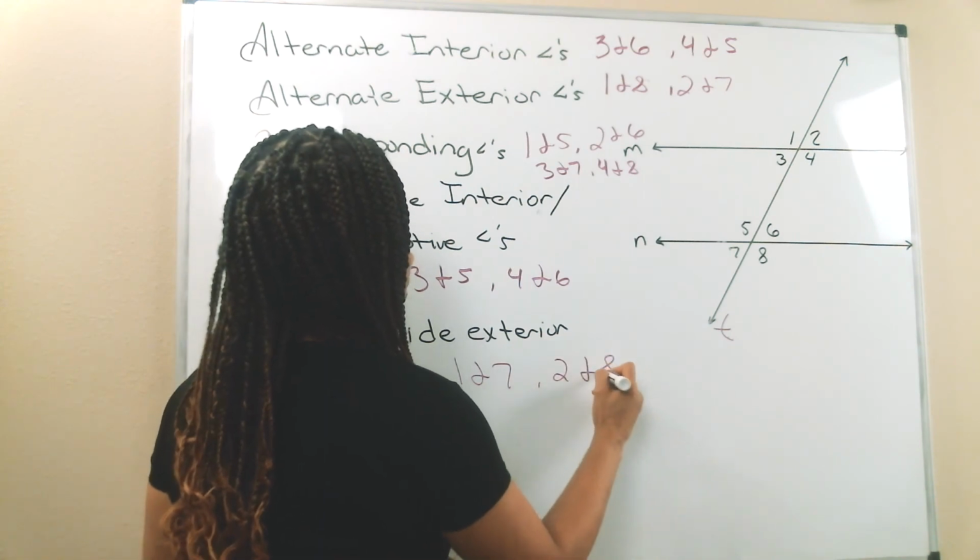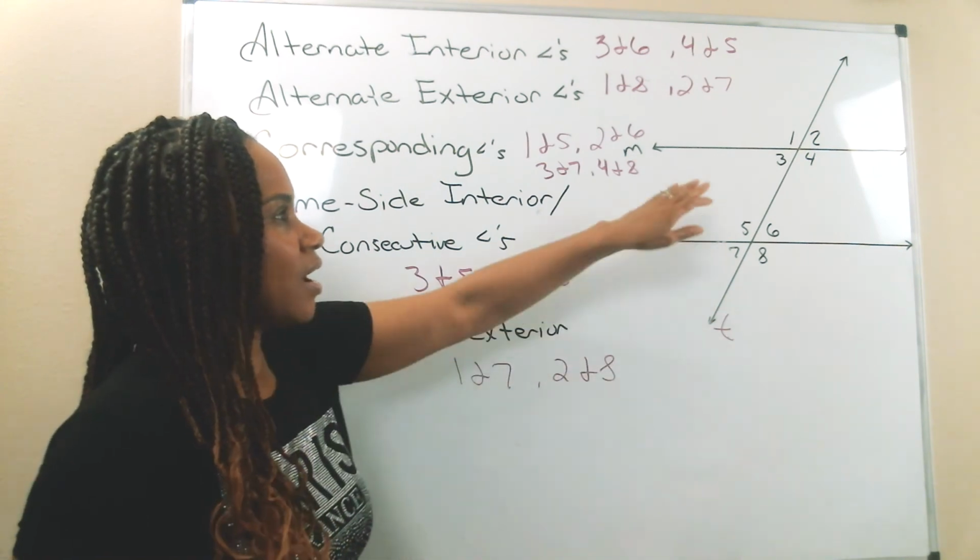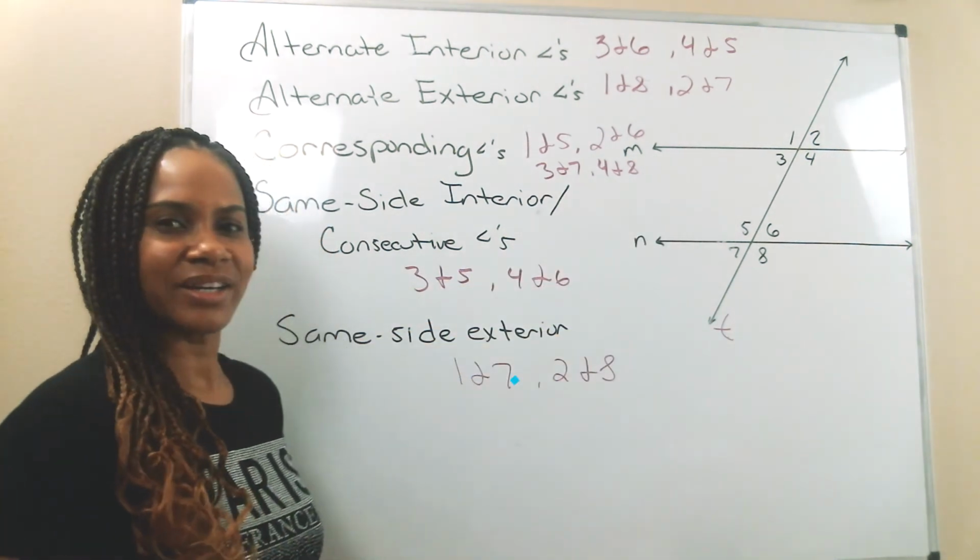All right, so we've gone through each type of angle pair and learned how to label our angle pairs here formed by a transversal.